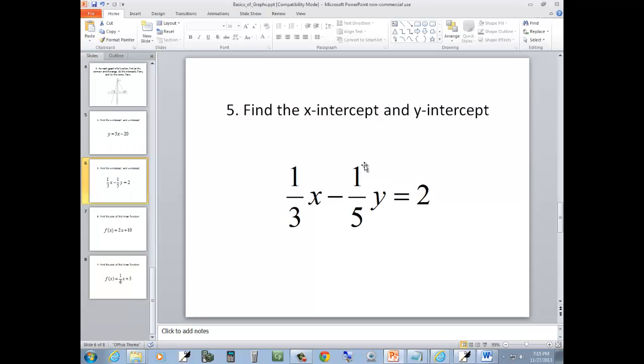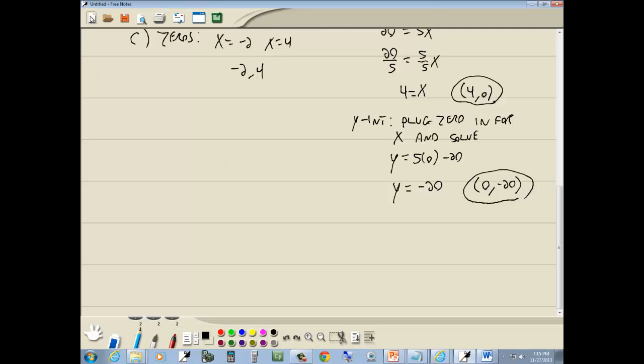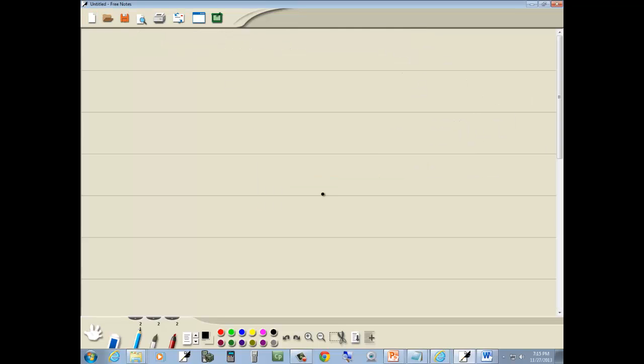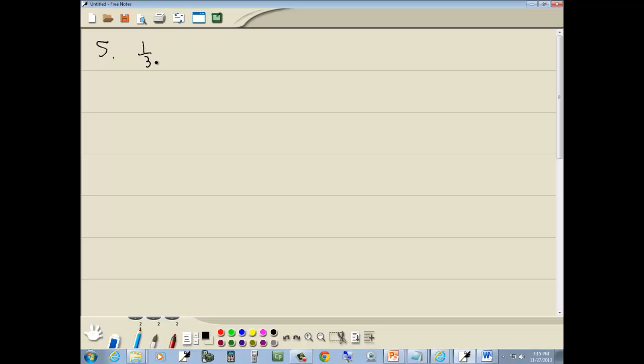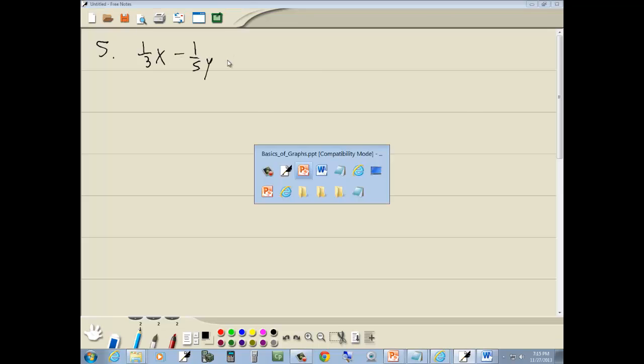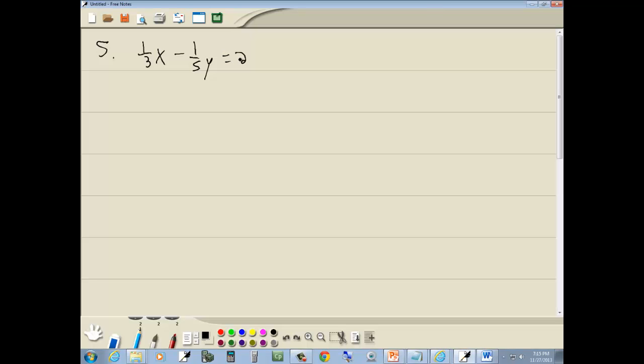Let's take a look at one more of those. And I may start a new page, just so I have room. Okay, we got 1/3 x minus 1/5 y equals 2. And we want to find the x-intercept.